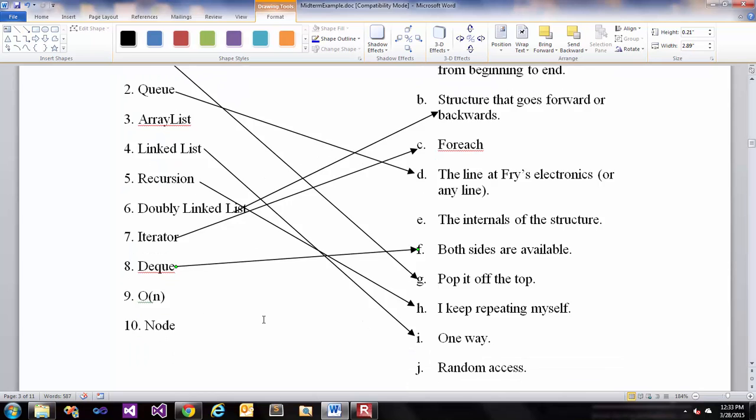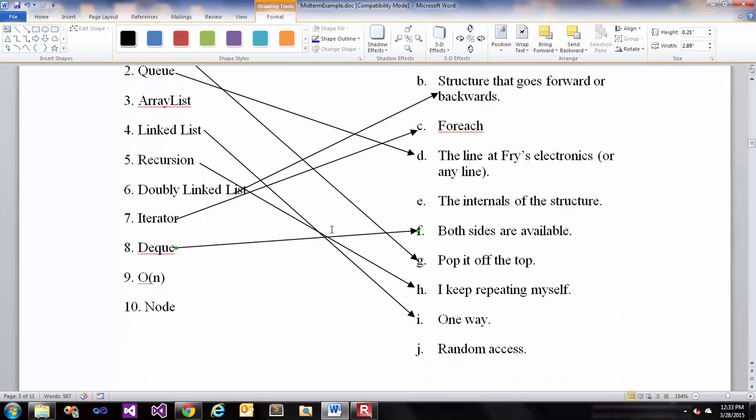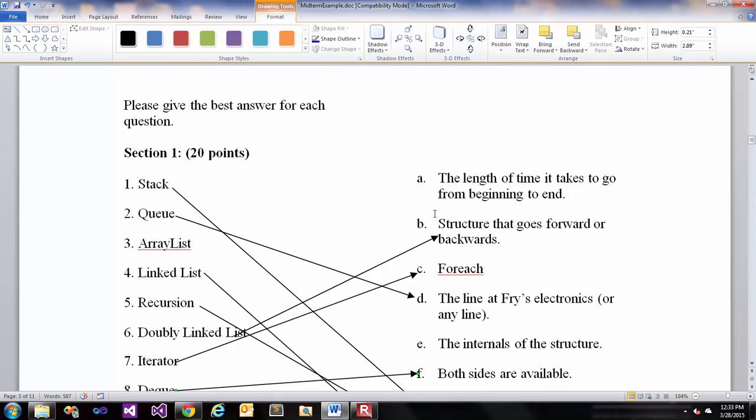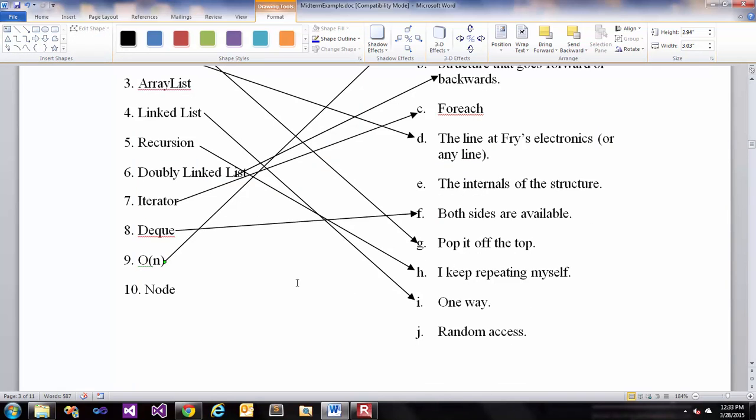O of n is the time that it takes to go from the beginning of a list to the end, or go through all the data elements once. So I think the best thing there is the length of time to go from the beginning to the end, stepping through it. So O of n, the best answer there is number A.